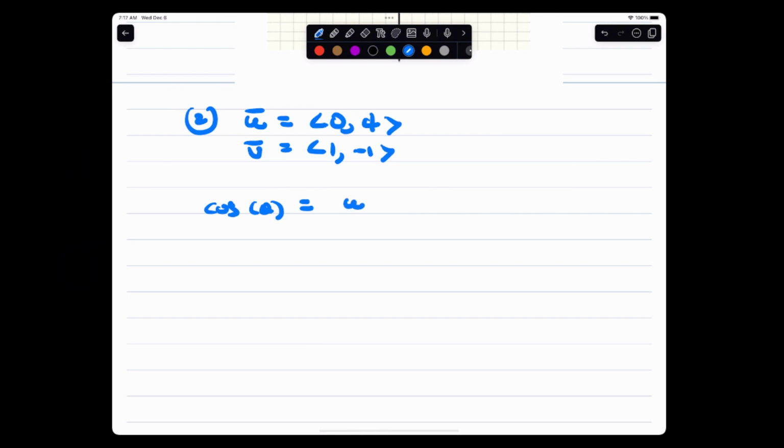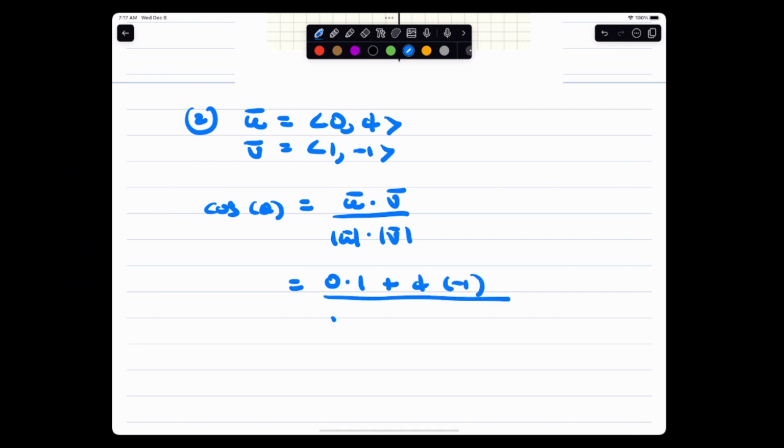So remember, we need to take the dot product, divide by the length of u times the length of v. So you can say 0 times 1 plus 4 times negative 1, over the square root of 0 squared plus 4 squared, times the square root of 1 squared plus negative 1 squared.